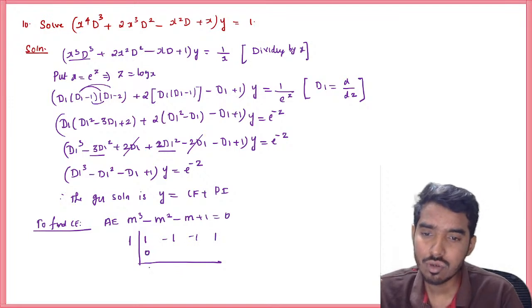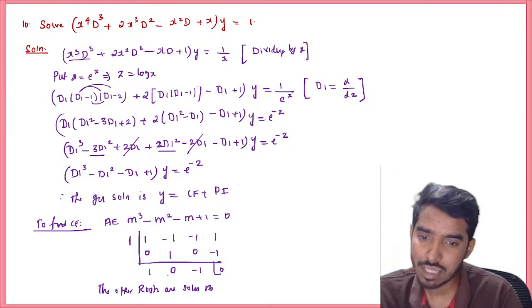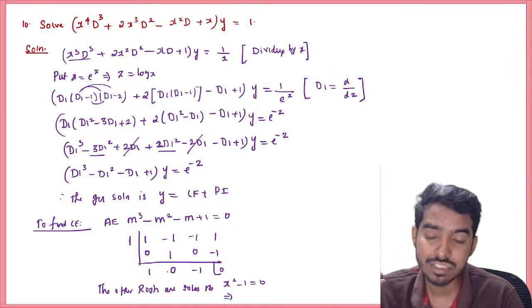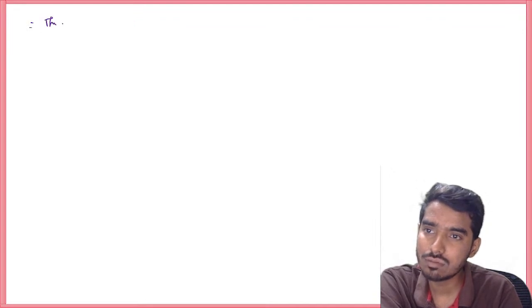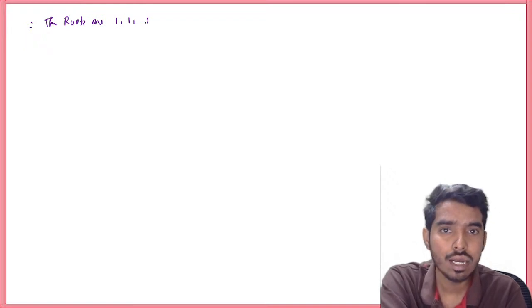You have to start with 0. 1 plus 0 is 1. 1 into 1 is 1. Minus 1 plus 1 is 0. 1 into 0 is 0. Minus 1 plus 0 is minus 1. 1 into minus 1 is minus 1. This is the quotient. The other roots are solutions of x square minus 1 equal to 0, because this is the x square coefficient, this the x coefficient, and this the constant term. This implies x is plus or minus 1. So the roots are 1, 1, minus 1. We have two equal roots and one distinct root.